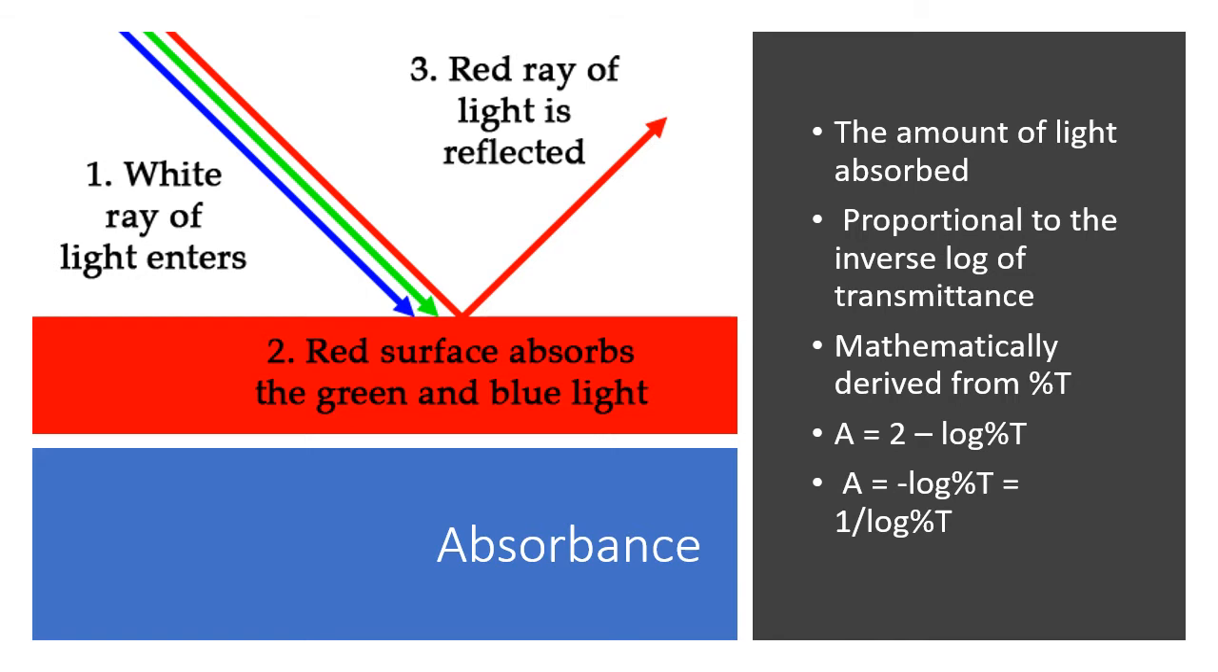Now, the amount of light that is absorbed, obviously, kaya nga siya absorbance, is proportional to the inverse log of transmittance, and mathematically, it is derived from percent transmittance. So, ito yung formula niya. 2 minus the logarithm of percent transmittance, or absorbance is equal to negative logarithm of percent transmittance, equal to 1 over log percent transmittance. Okay, we're not going to be computing for that. You're going to be doing that in your clinical chemistry. But for now, be familiar with the concept of absorbance and transmittance.